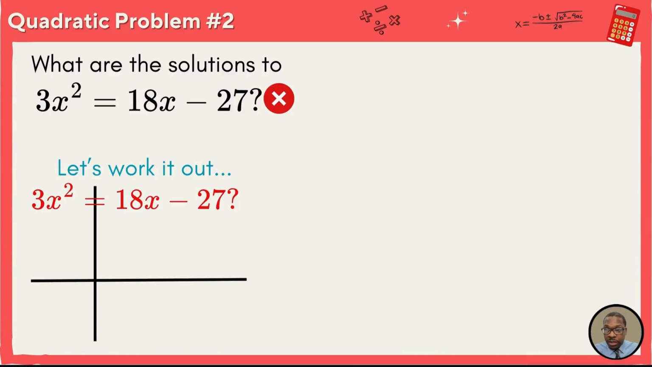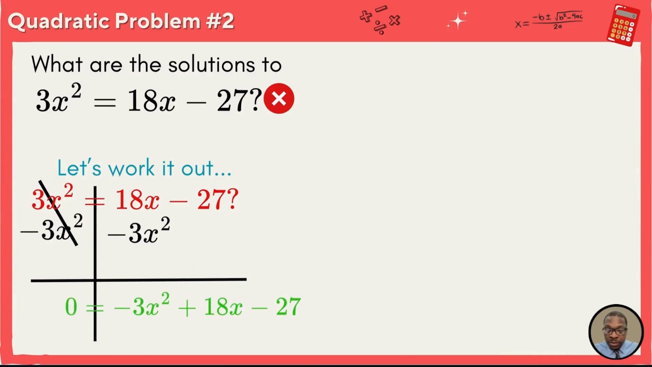So I subtract 3x squared on one side, and subtract 3x squared from the other side. These two things cancel out. That side is now 0. All I have to do now is graph whatever's left over. Perfect. Negative 3x squared plus 18x minus 27. Now that's good to graph.